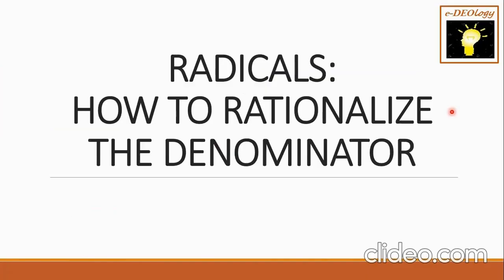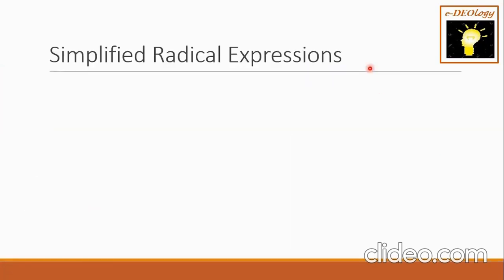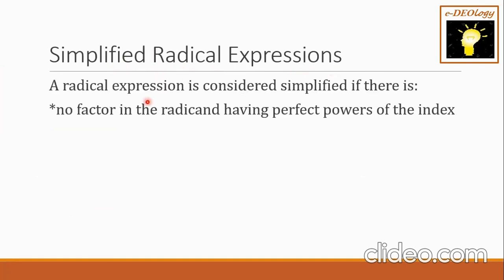Today we're going to study how to rationalize the denominator. First, let us define simplified radical expressions. A radical expression is considered simplified if there is, number one, no factor in the radicand having perfect powers of the index.